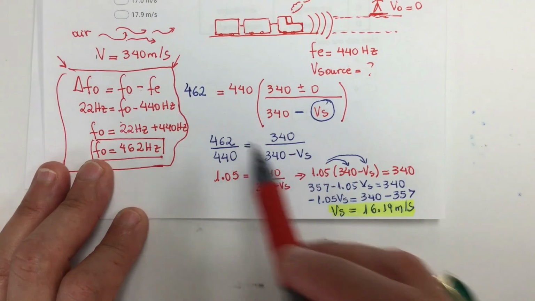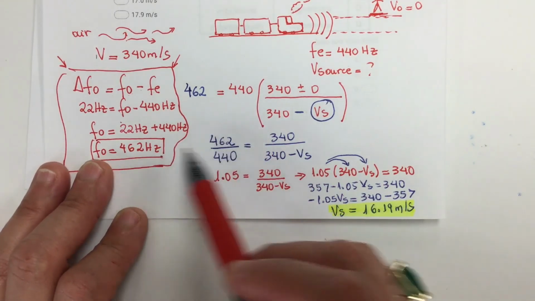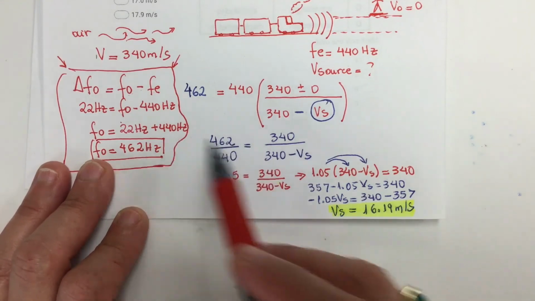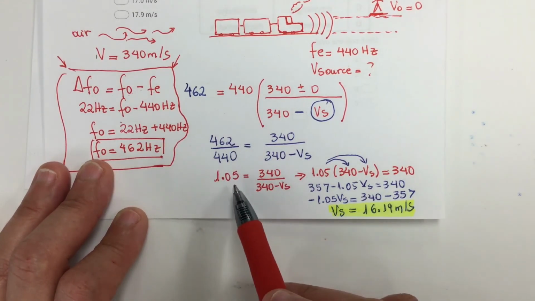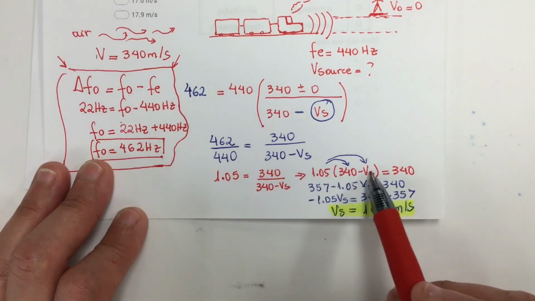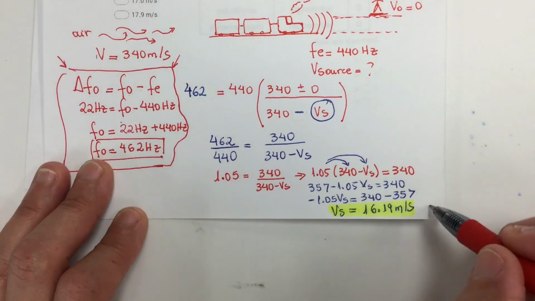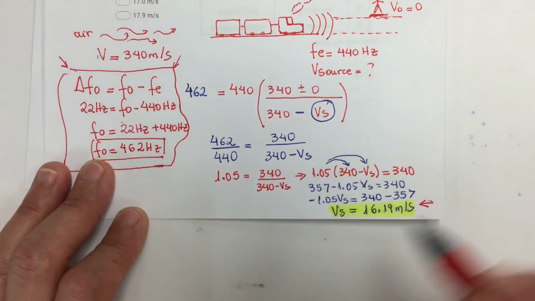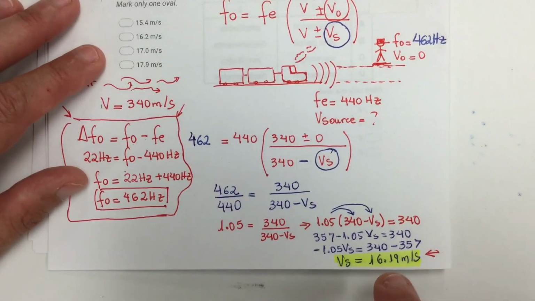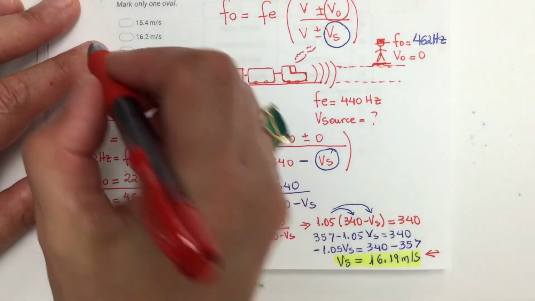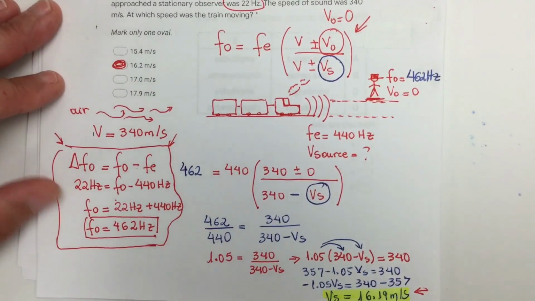So here we have the sequence that I did. I moved 440 to the other side of the equation, and that's the result. I multiply here, and I play around with the signs, and that's the final answer. And if you look at the option that matches this, it will be 16.2 meters per second. Beautiful problem.